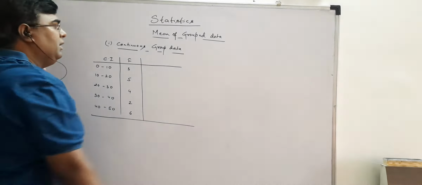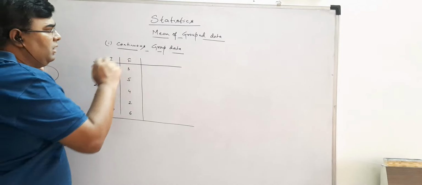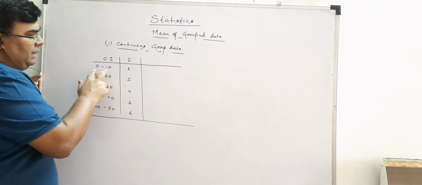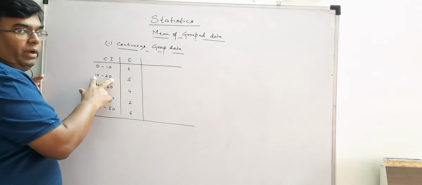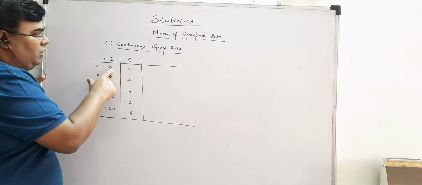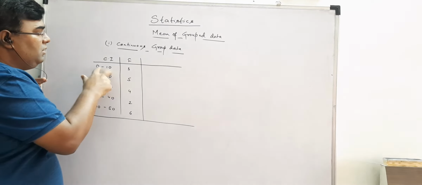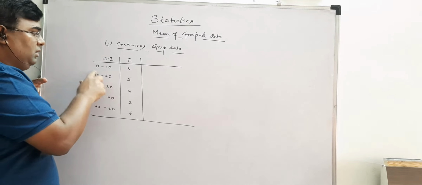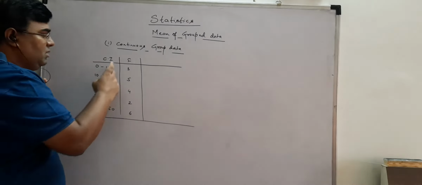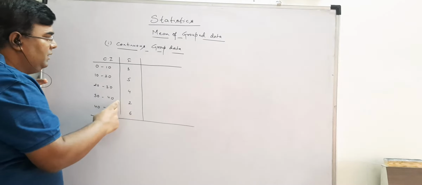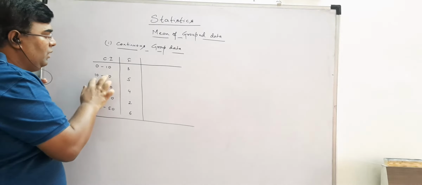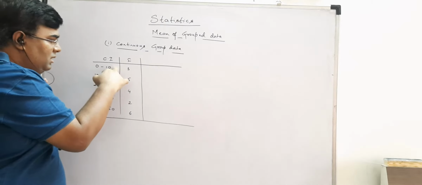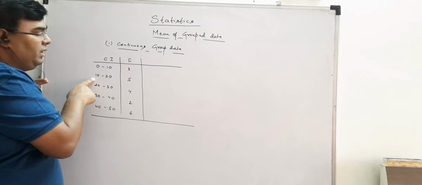Now, grouped data is basically of two types. First is continuous. What is the meaning of continuous data? Continuous data means data like 0 to 10, 10 to 20, where the upper limit of the first interval is the lower limit of the second interval. This is my lower limit, this is my upper limit, and this is continuous. Why? Because the upper limit of the previous interval is equal to the lower limit of the next interval.